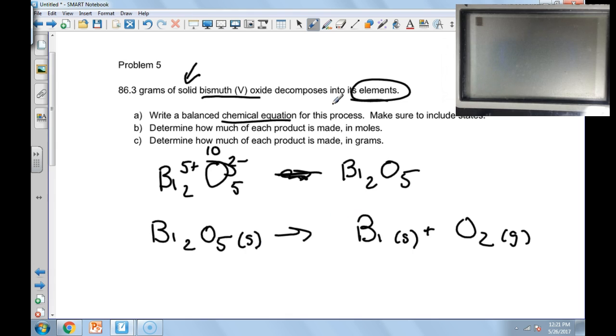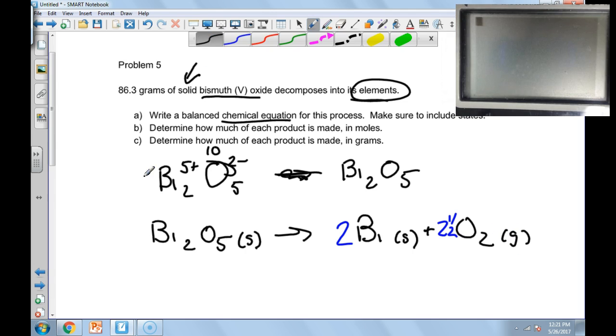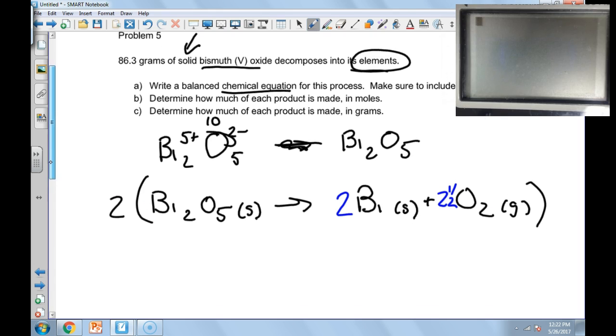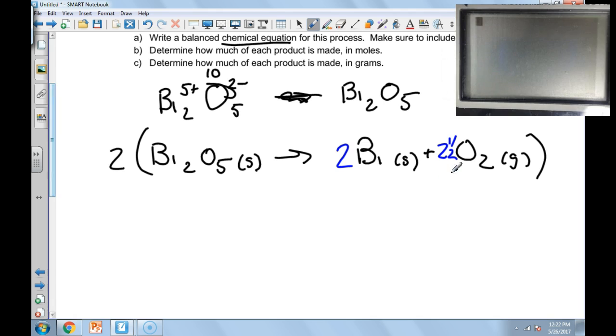Okay, so now we can balance this thing. Let me balance it in blue. So this is going to be a 2, but now we have 5 oxygens, and 2 times what gives us 5. So here we're going to want 2.5 oxygens. The problem with that is we can't have any sort of half as our coefficient. So we have to multiply the whole reaction by 2.